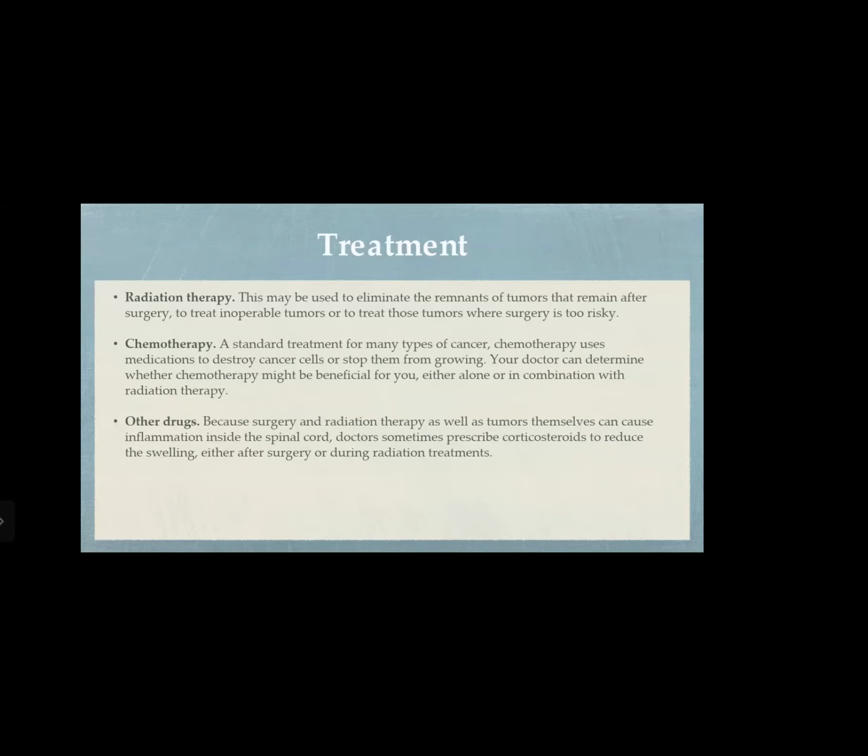The next we have is chemotherapy, the standard treatment for many types of cancer. Chemotherapy uses medications to destroy cancer cells or stop them from growing. Your doctor can determine whether chemotherapy might be beneficial for you, either alone or in combination with radiation therapy. The next therapy we have is medication. Because surgery and radiation therapy, as well as tumors themselves, can cause inflammation inside the spinal cord, sometimes doctors prescribe drugs like corticosteroids to reduce the swelling, either after surgery or during radiation treatment.